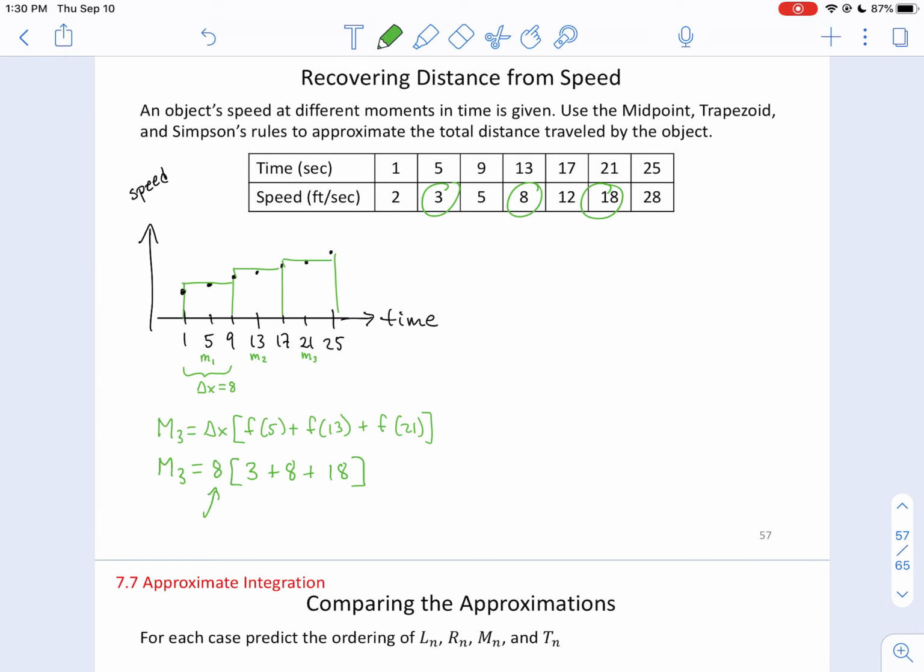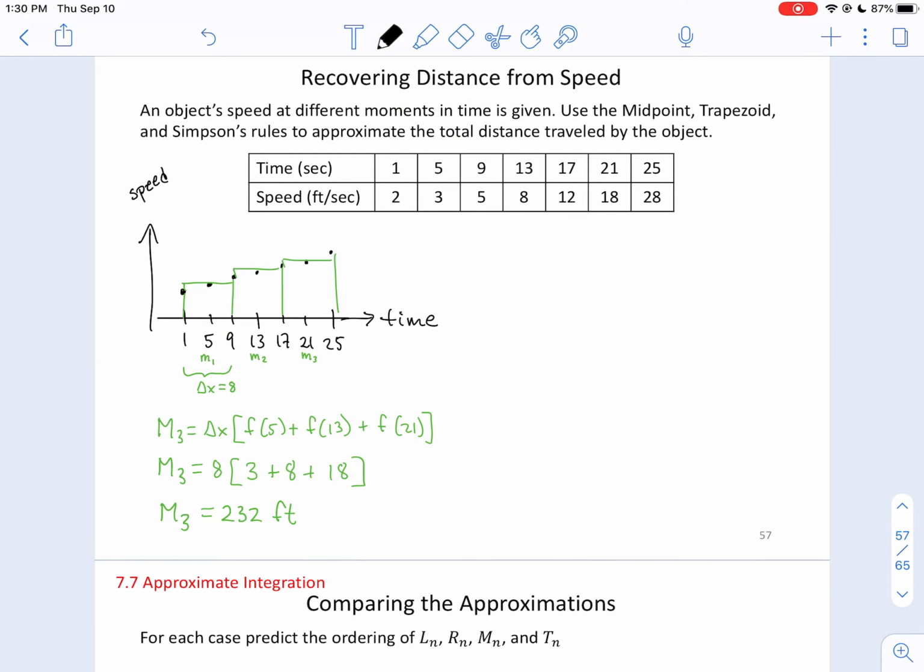The unit of that 8 is seconds, and these units are all feet per second. So when you add them up, you have feet per second. So you're really doing a time times a speed. That's why you're getting a distance out of this. And anyway, using M3, we wind up getting 232 feet. I could not do M6, remember, because if I tried to do 6 subintervals, I would need data for the midpoints of those subintervals, and we don't have that data.